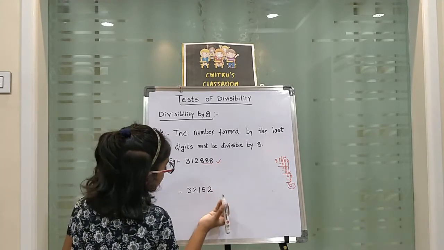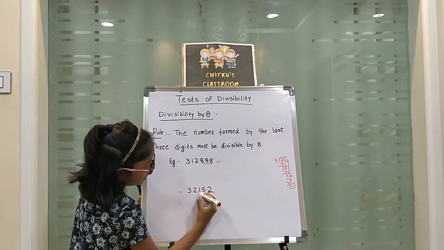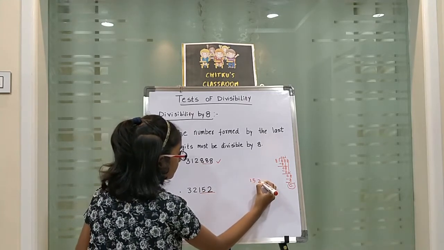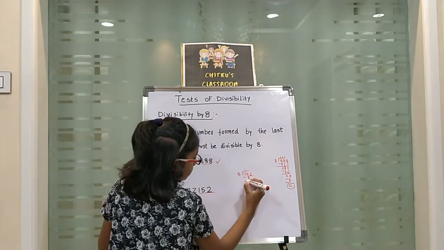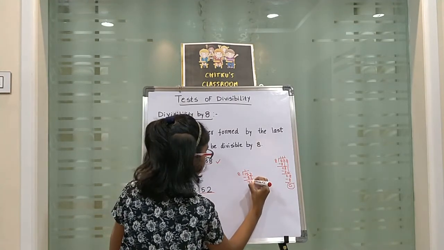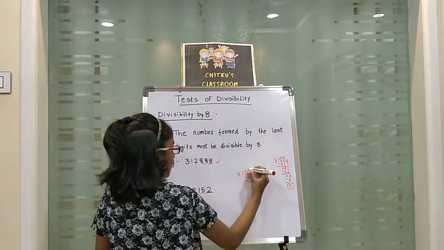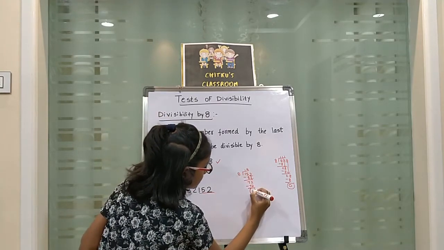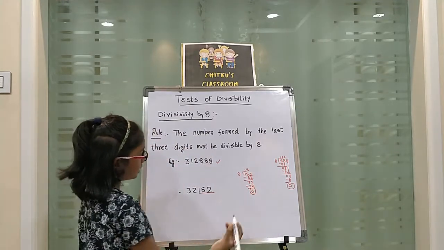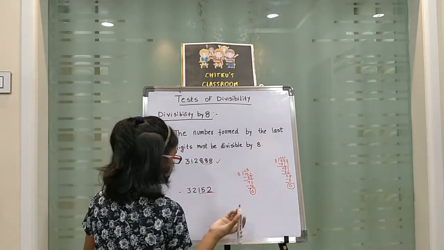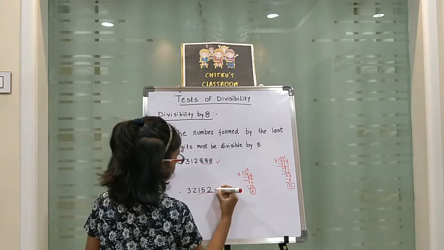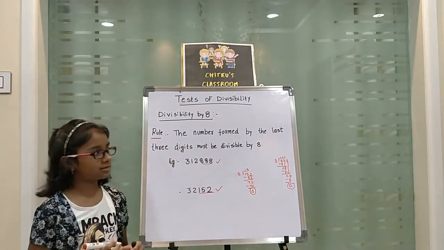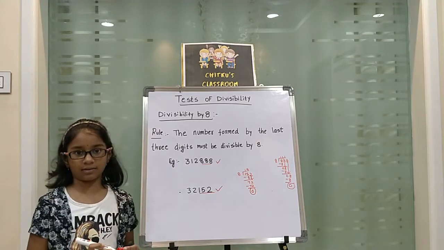Next, the last 3 digits are 152. Let's see if 152 is divisible by 8 or not. 7, take down 2, 72. 8 times 9 is equal to 72. So the remainder is 0, okay? So if the remainder is 0, this number is divisible by 8. So this is also divisible by 8. So that's how we check if this number is divisible by 8 or not.